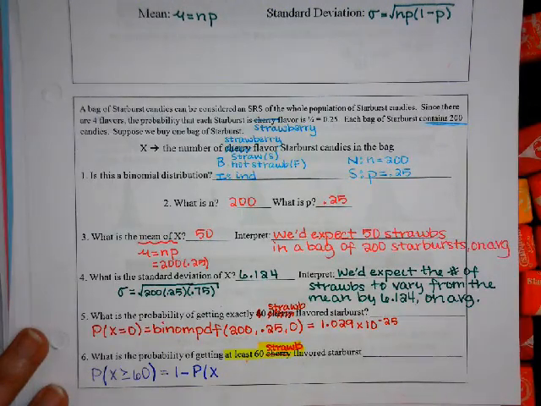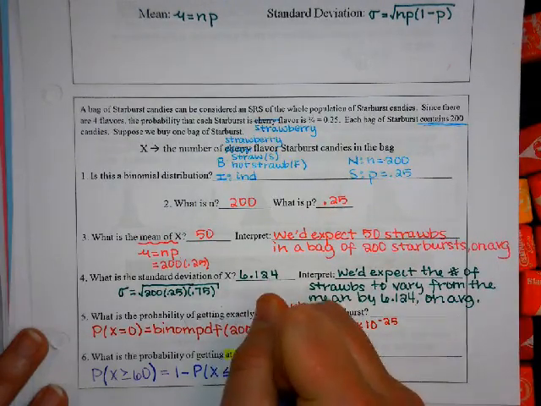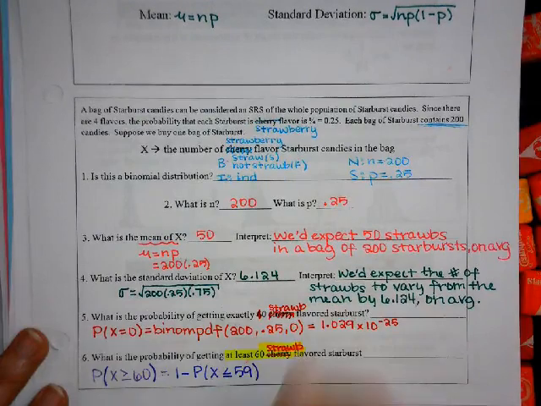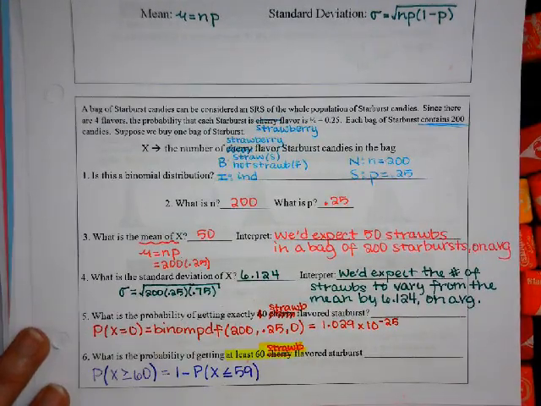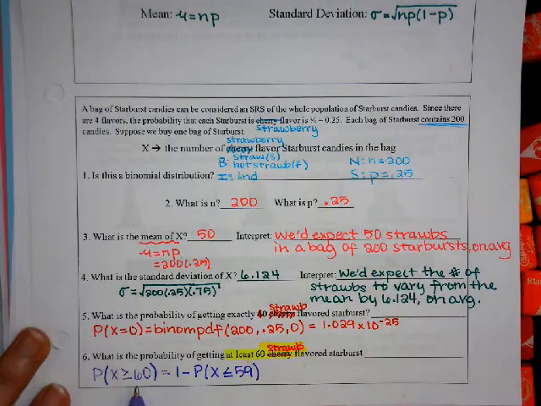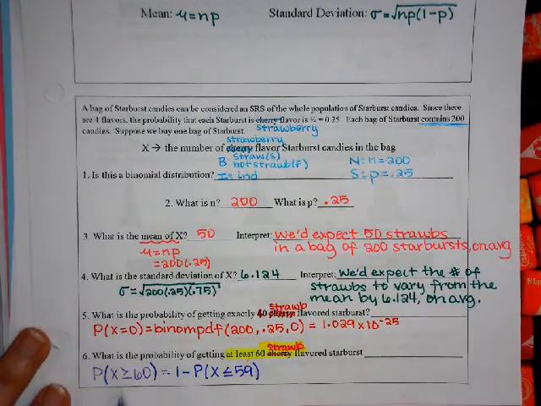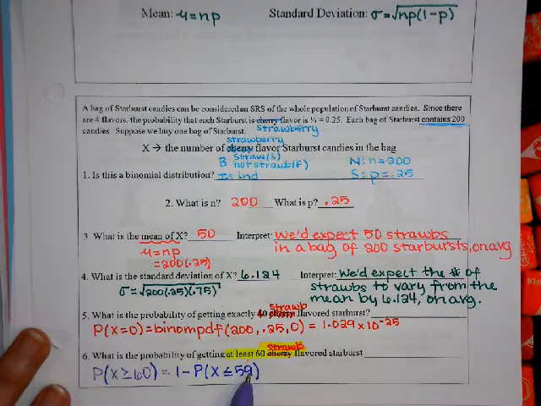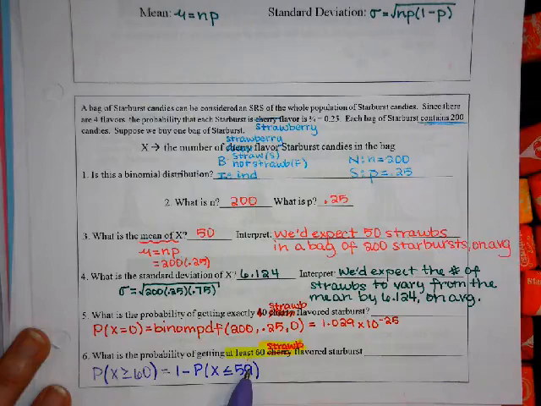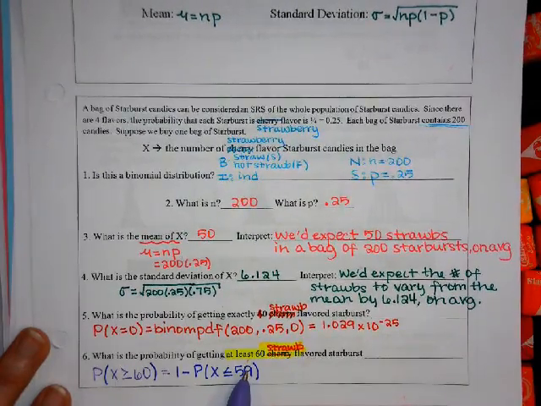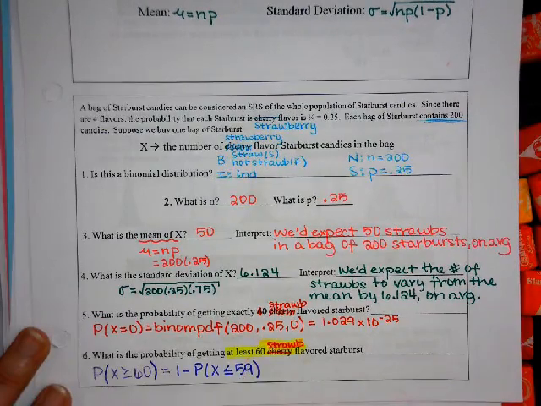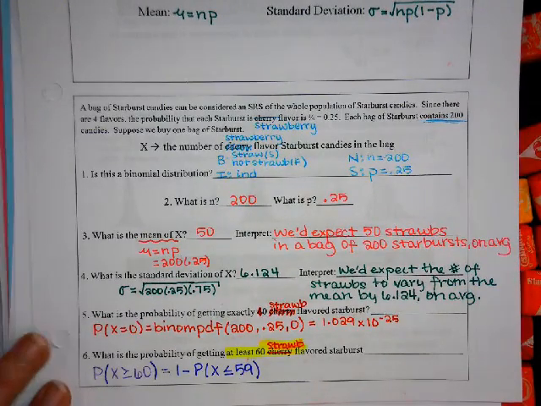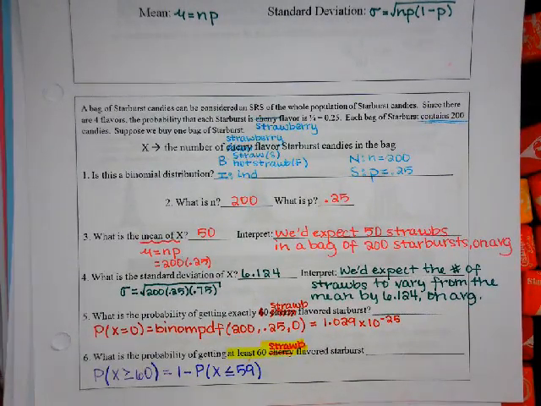If I want 60 or more, I can't use 60 here because I want the 60th candy to be strawberry. So when you use Binom CDF for a greater than problem, you need to drop down 1 in your x value to get the correct answer. If you don't drop down 1 x value, you're not going to get the right answer. Yeah, I want 60 strawberries, but my CDF only works for less than. So I need to drop down to 59 strawberries and subtract from 1.